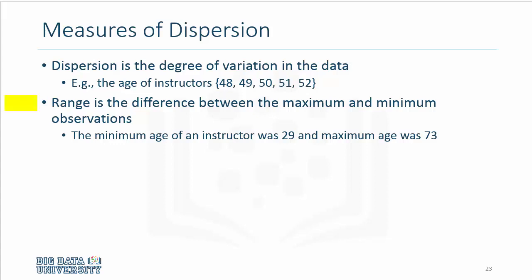data set. The other thing to note is the range, and in our data set, for example, the range is from a minimum of 29 years of age to a maximum of 73 years, and it's the distance or the difference between the minimum and the maximum.